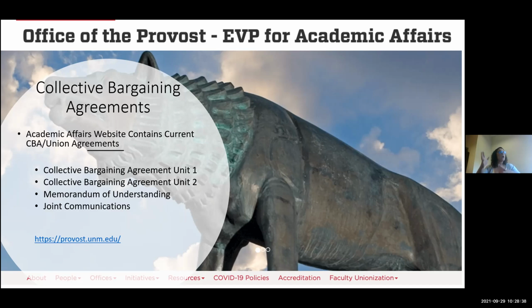But then in addition to the CBAs, we have other documents that guide our work with the unions. We have memos of understanding or memos of agreement, and we also have joint communications. One just went out a couple of minutes ago. That relates to when I mentioned impact bargaining, and a joint communication just went out. You'll find all of these communications and documents on the provost website. I recommend bookmarking it and being familiar, because we'll refer to it all the time.